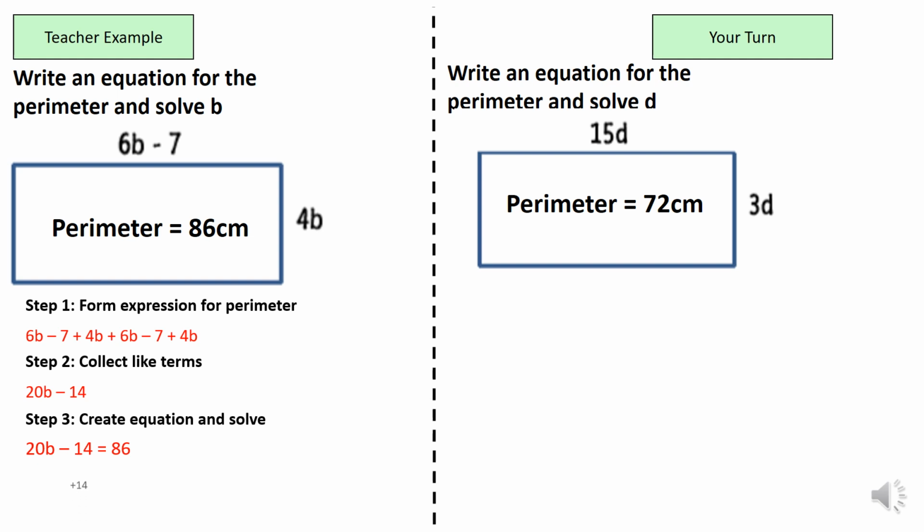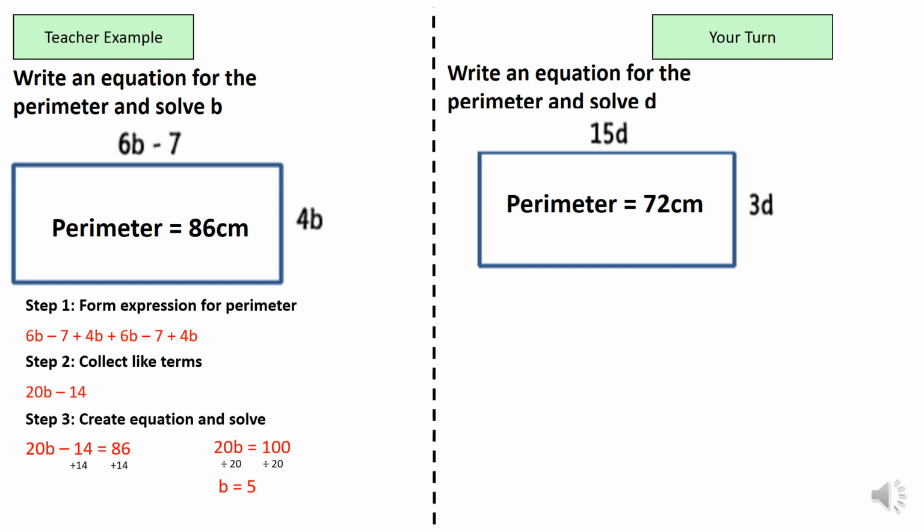So first thing we do is we balance out, so we add 14 to each side, and we know that 20b equals 100, and then we just divide them both by 20. b should have ended up as 5. Now we've completed the question, we've found out what b is worth. I want you guys to pause the video, have a go at the one on your right, and we'll come back together shortly with the answer.